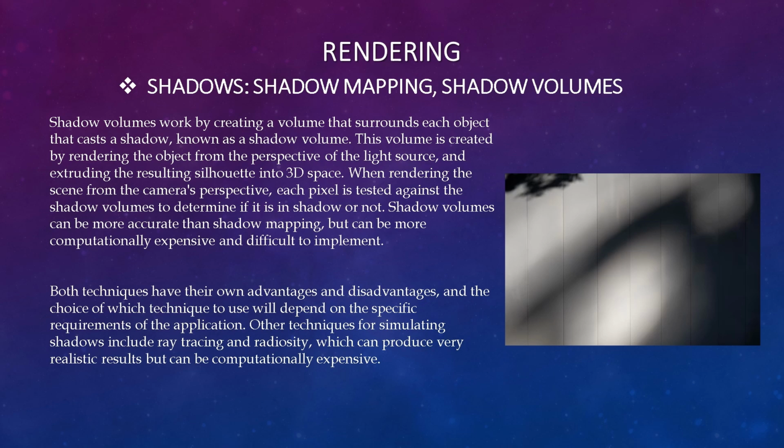Shadow volumes work by creating a volume that surrounds each object that casts a shadow, known as a shadow volume. This volume is created by rendering the object from the perspective of the light source and extruding the resulting silhouette into 3D space. When rendering the scene from the camera's perspective, each pixel is tested against the shadow volumes to determine if it is in shadow or not. Shadow volumes can be more accurate than shadow mapping, but can be more computationally expensive and difficult to implement.